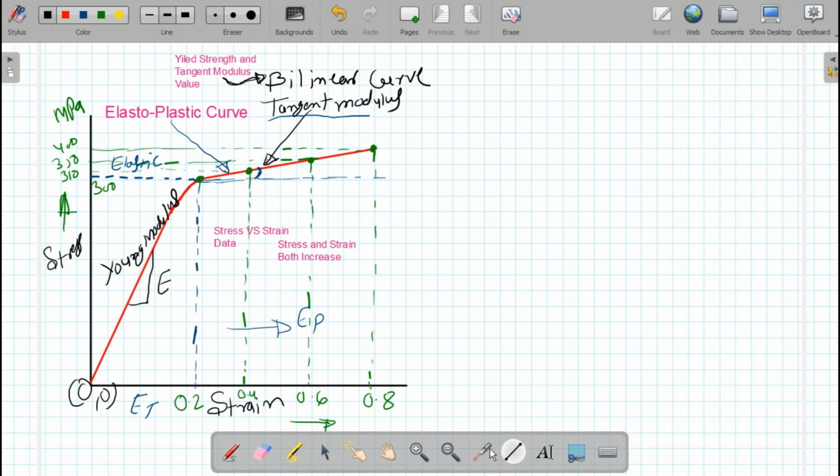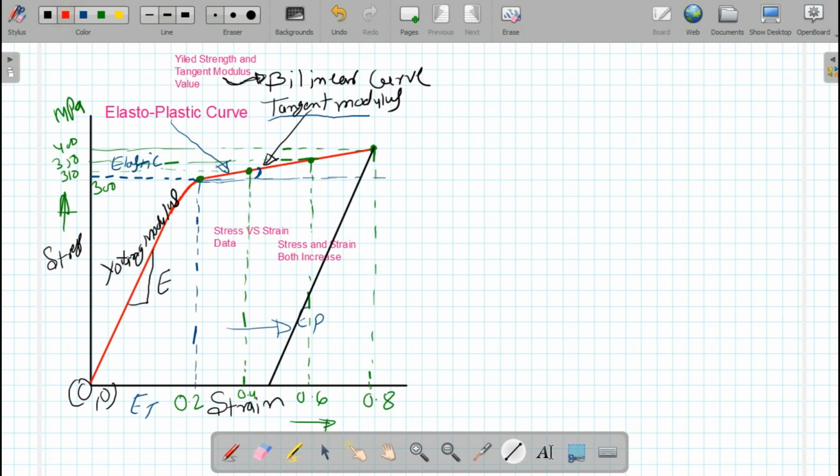Yeah, unloading in the elastic region, it will go back to the original state. Yes. So unloading is going to be parallel to this line. Which line? This line, correct? Yeah.